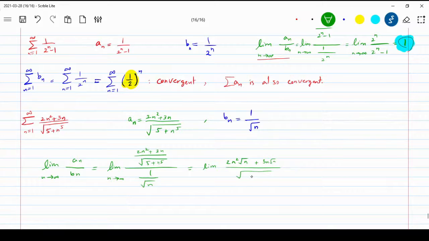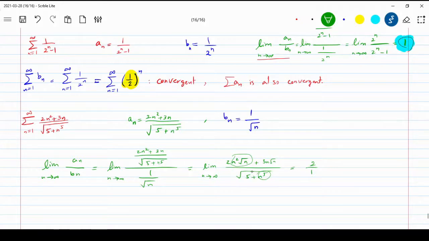Here what you have is the square root of 5 plus n to the power 5. As n approaches infinity, this term and that, they have the same power. They all have n to the power 5. That's the largest term. You can divide everything by square root of n to the power 5, and what you end up with is 2 divided by 1. Or you can apply L'Hopital's rule a couple of times and simplify. Hopefully you'll end up with this constant.